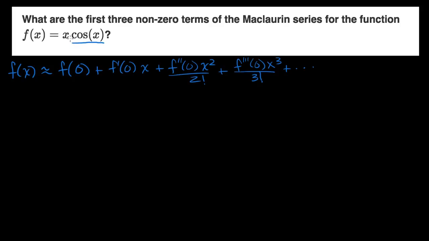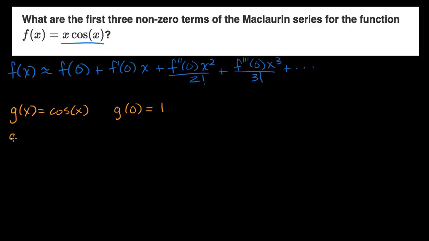Another way of saying it is, the first three terms of the Maclaurin expansion for x cosine of x is just going to be x times the first three terms of the Maclaurin expansion for cosine of x. So let's do that. Let's think about the various derivatives of cosine of x. Let me use a different letter here for the function.